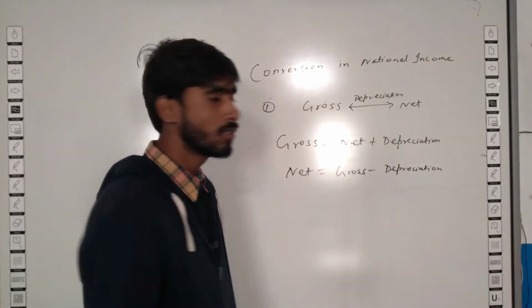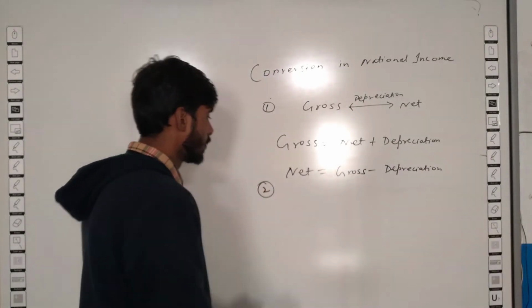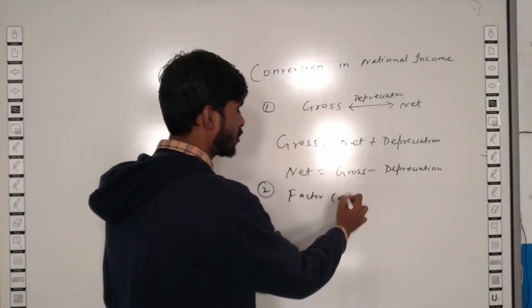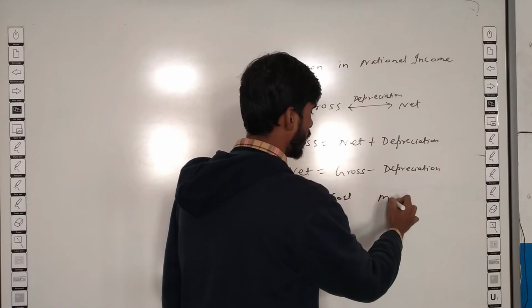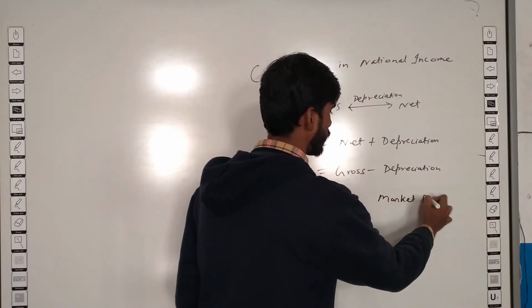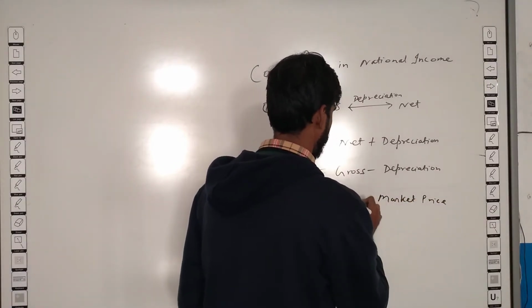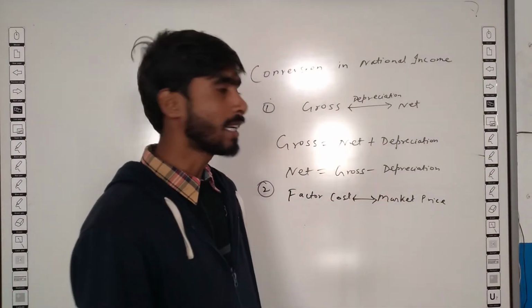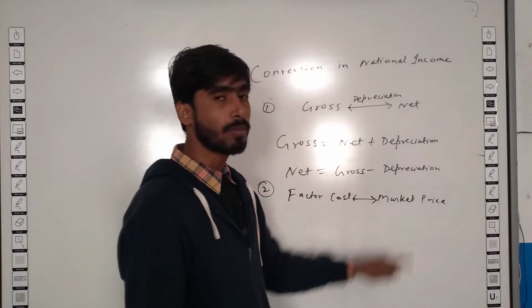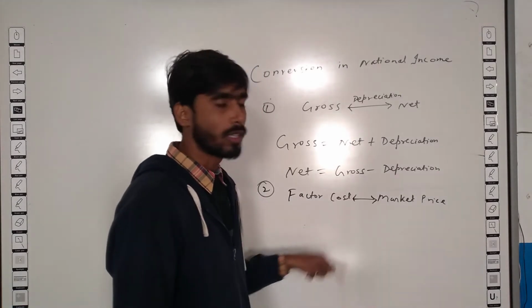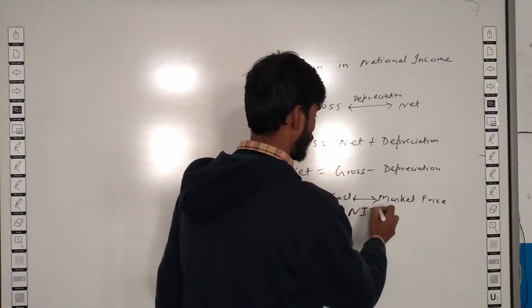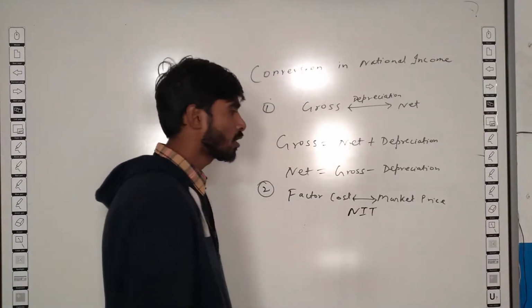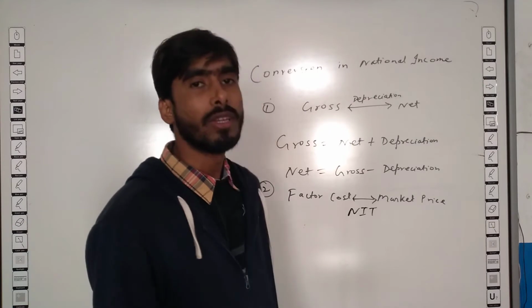Second conversion is factor cost to market price and market price to factor cost. Net indirect tax converts factor cost into market price and market price into factor cost. That is NIT, net indirect tax. Factor cost does not include the value of net indirect tax.